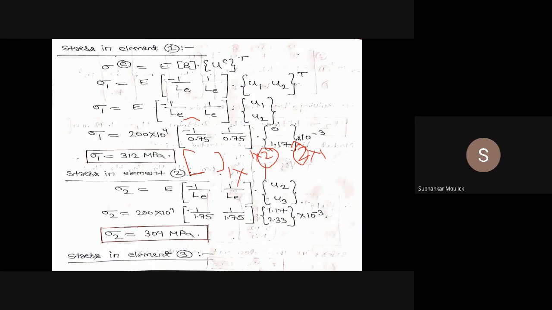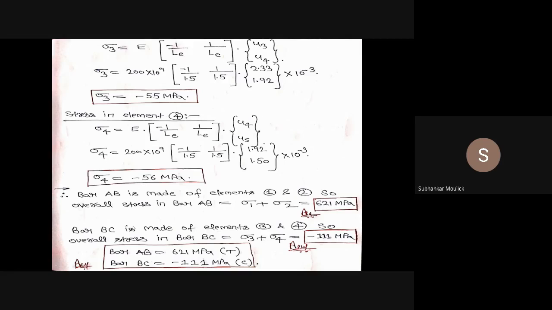That means minus 1 by 0.75 into 0 plus 1 divided by 0.75 into this value. Then multiply this value with 200 into 10 to the power 9. You will get the stress present in the first element, and that is coming out to be how much? 312 megapascal. In a similar manner, you can find out the stress in the second element, and likewise the stress in the third element as well as the stress in the fourth element.